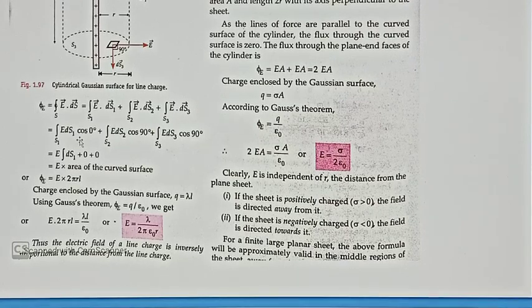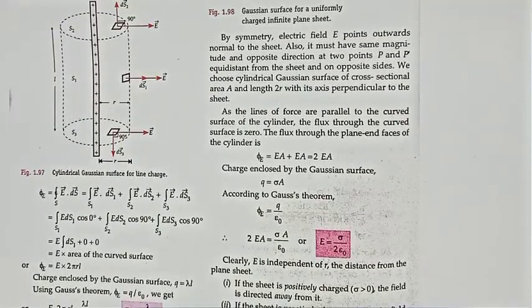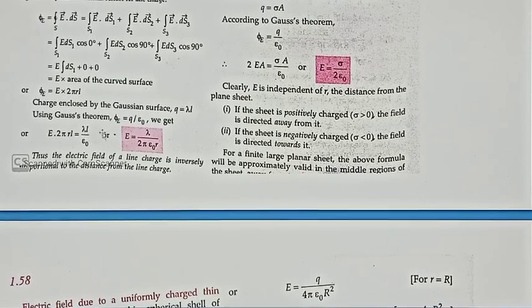Now you can put the angles. Here it is 0, 90, 90. So finally you can get that total flux is equal to E into 2 pi r L, because we have considered the length of the Gaussian cylinder to be L. So you apply the Gauss theorem, total flux is equal to Q by epsilon naught. Now in place of Q we are putting lambda L, where lambda is called linear charge density. Lambda is equal to Q by L.